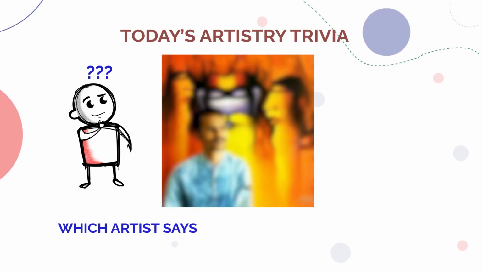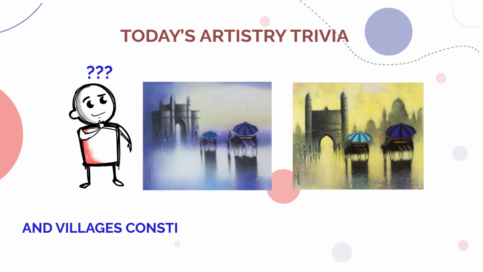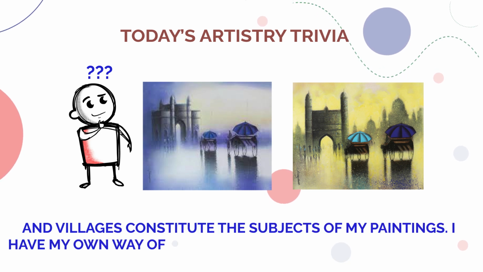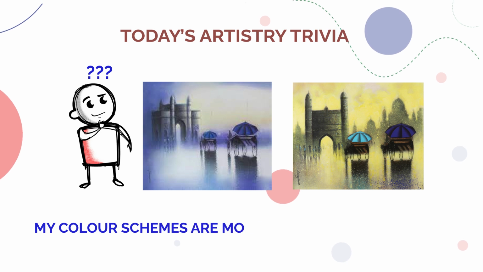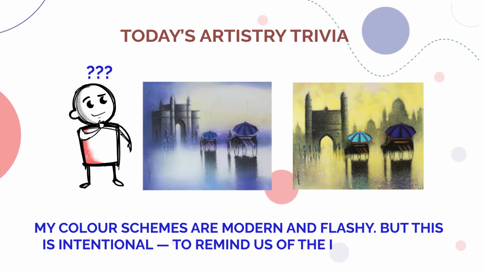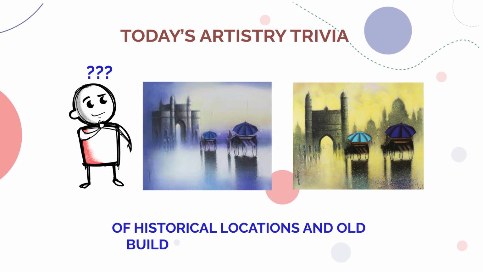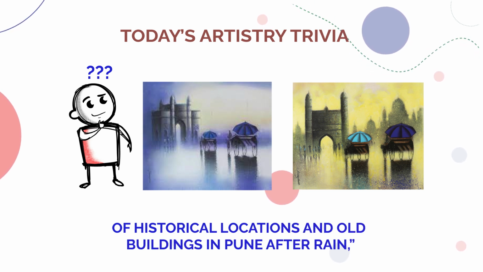Today's artistry trivia: Which artist says the fusion of rainy season and historical places in cities and villages constitute the subjects of my paintings? I have my own way of showing love for monsoon creations. My color schemes are modern and flashy. But this is intentional, to remind us of the importance of historical locations and old buildings in Pune after rain. Drop your guesses in the comments below and stay tuned till the end to know the correct answer.